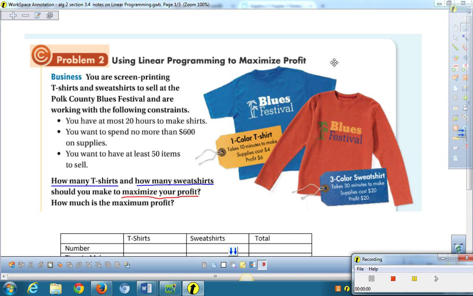All right? So we're using linear programming to maximize profit. Let's read the problem first. You are printing t-shirts and sweatshirts to sell at the Polk County Food Festival and are working with the following constraints. You have at most 20 hours to make shirts. You want to spend no more than $600 on supplies. You want to have at least 50 items to sell. And then there's some information over on the shirts that we need to make sure we write down.